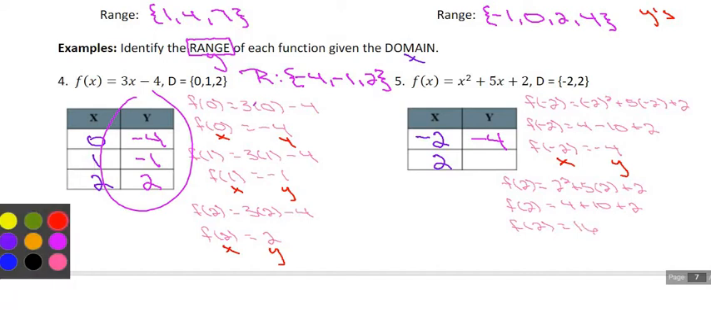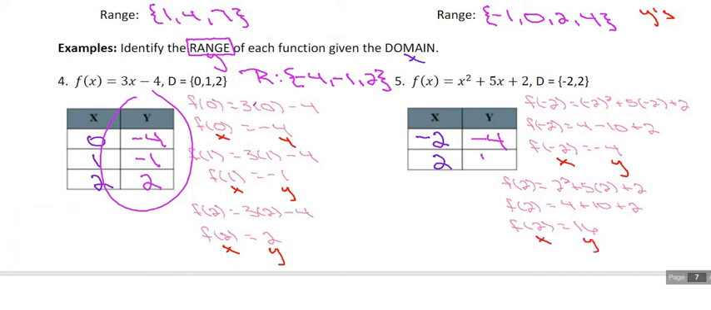So when x is 2, y is 16. Again, answering the question, what's the range? Well, it's our y values. So our range is -4 and +16.